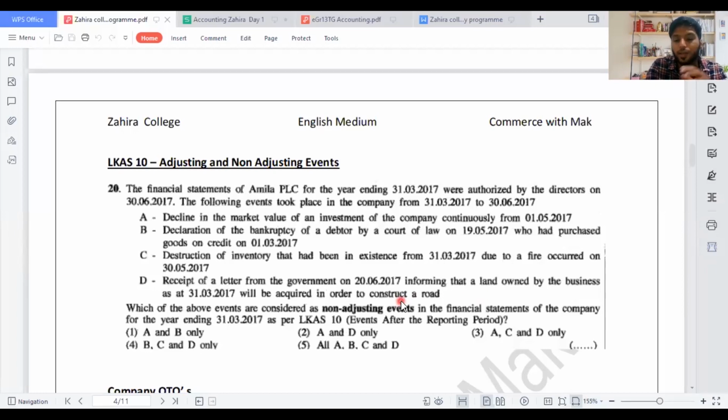Even though the government has informed you by a letter, the government didn't inform the particular date when it is certain to take the land out of the business. So considering this, we can find that A, C, and D are the answers for non-adjusting events. So I'll go with answer number 3 for this. Okay, so then we move on to the next part of the sum.